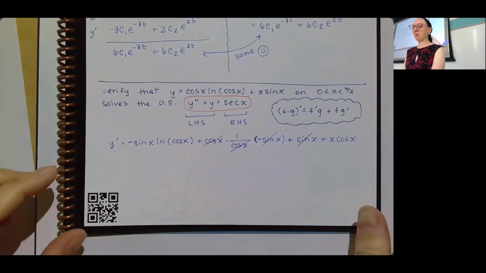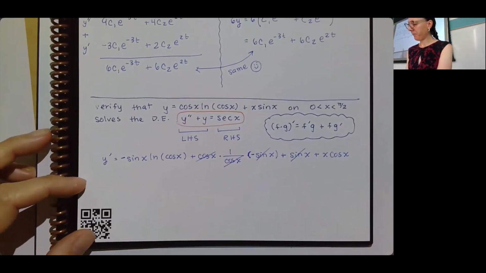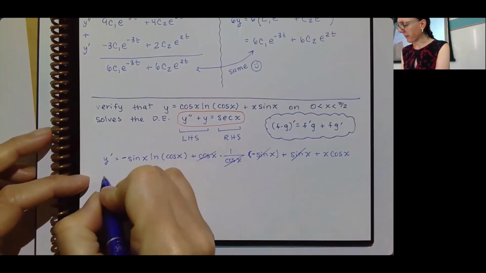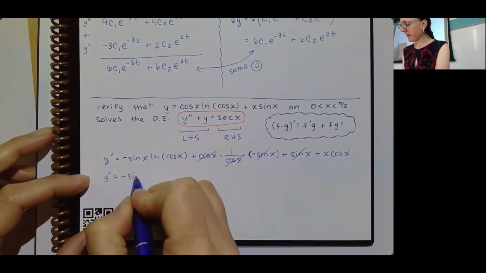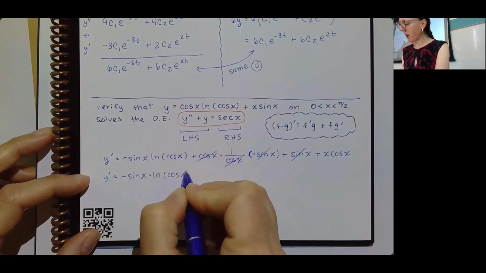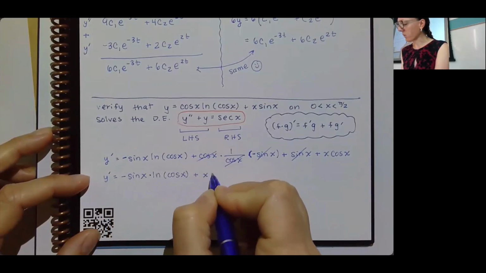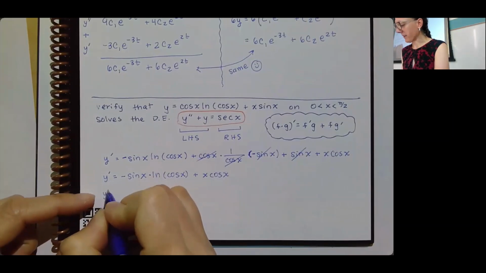We definitely want to simplify that before we're trying to take the second derivative. So I'm just going to write that a little bit neater. So I have negative sine of x times natural log of cosine x plus x cosine x. And that's what I want to take the second derivative of.